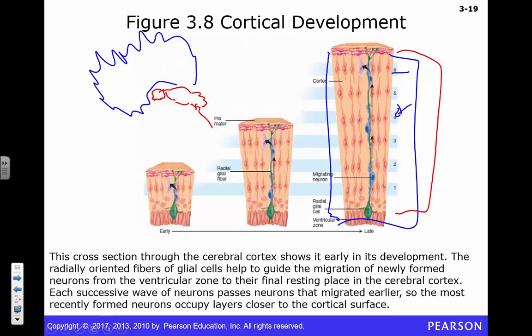Who's ready for a Mythbusters break? We're not going to watch Mythbusters. I'm going to bust a myth.